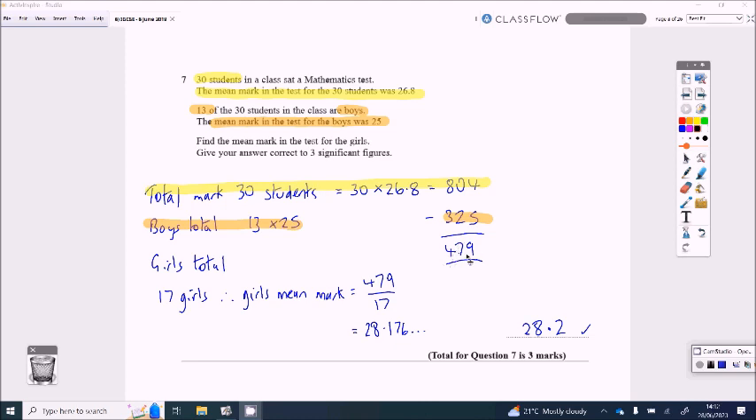So there are 17 girls, 30 take away 13. So the mean mark for the girls is going to be the total mark for the girls of 479 divided by the 17 girls, which is 28.176. To three significant figures, that is 28.2.